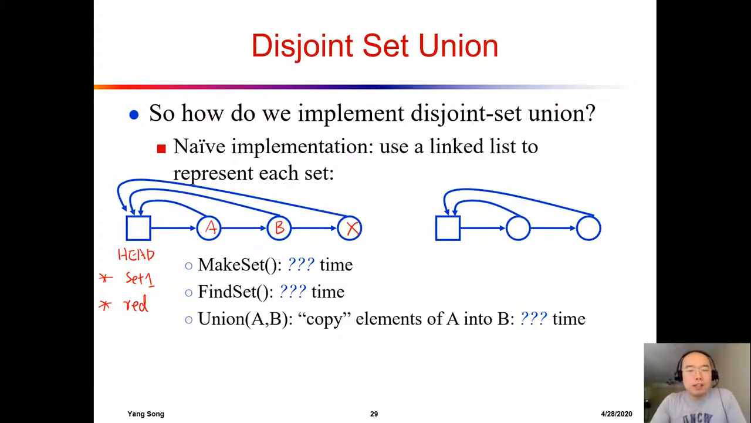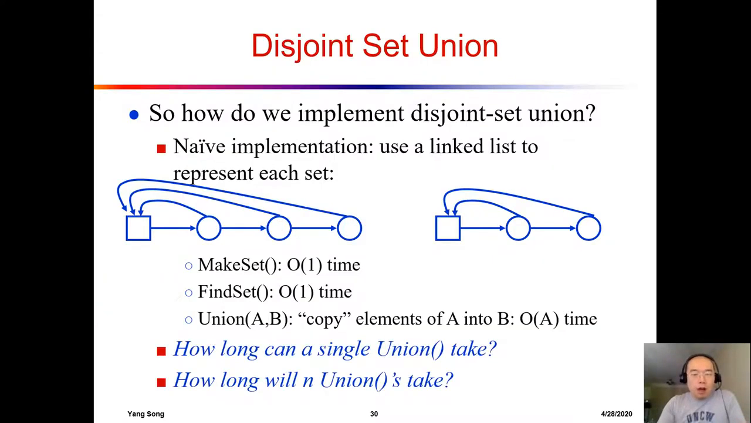So in this case, make set is definitely constant time because we are just adding one node to a linked list. And the find set is also constant time because we only need to take a back reference from A to the head, and then read the information in the head, and then we can tell the unique identifier of a set. So make set is constant time, and find set is constant time. The next part is the union.